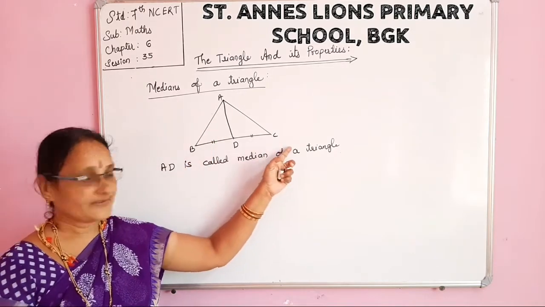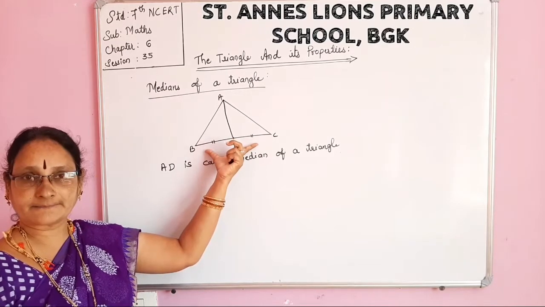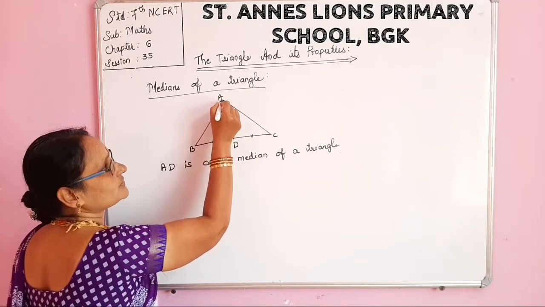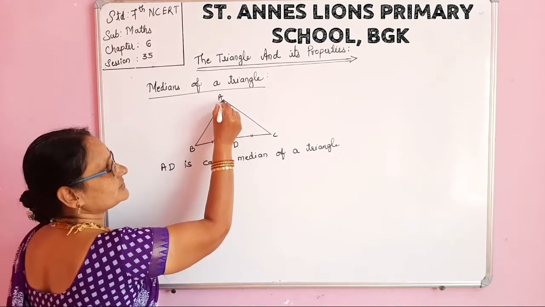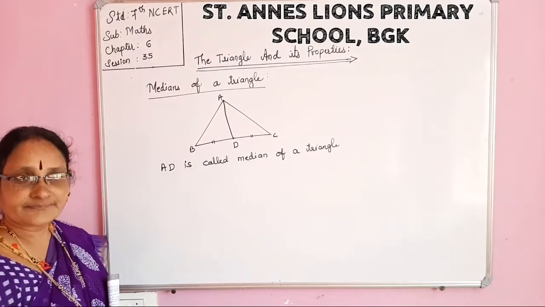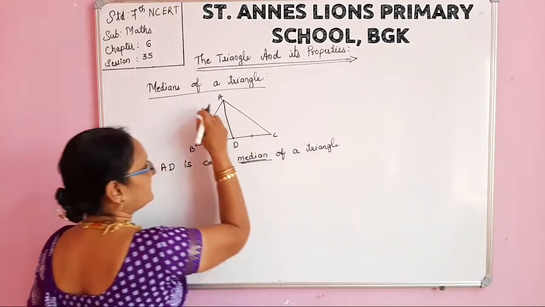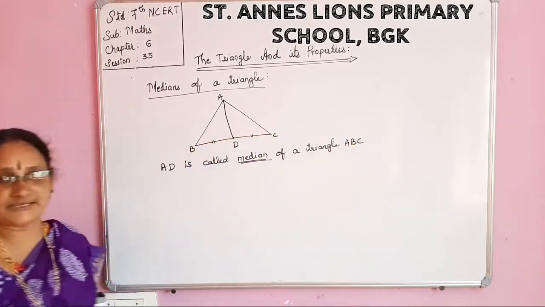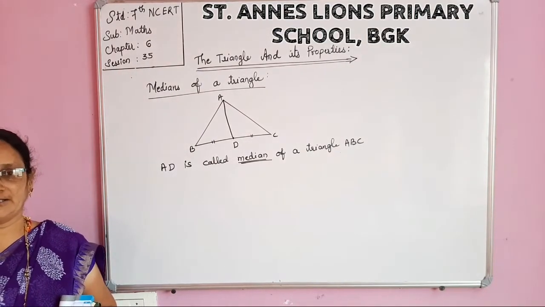ABC is a triangle. D is the midpoint. You have to find the midpoint of the base BC. If D is the midpoint, then we have to join the opposite vertex of D. A is opposite. When you join this, AD is called the median of triangle ABC. This is what a median of the triangle is.